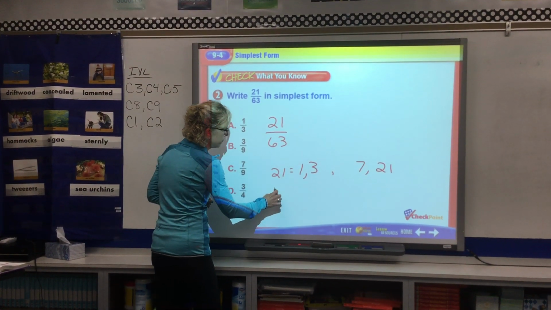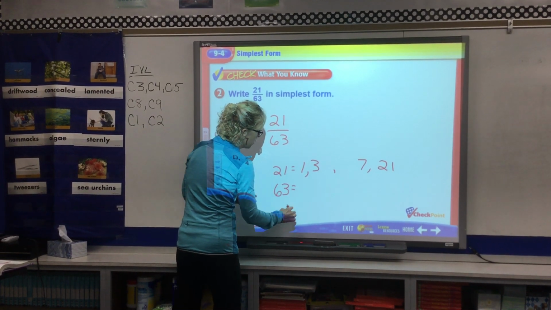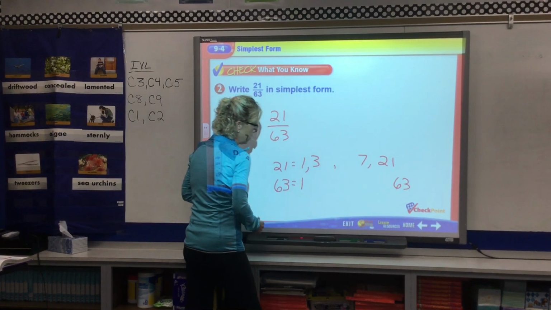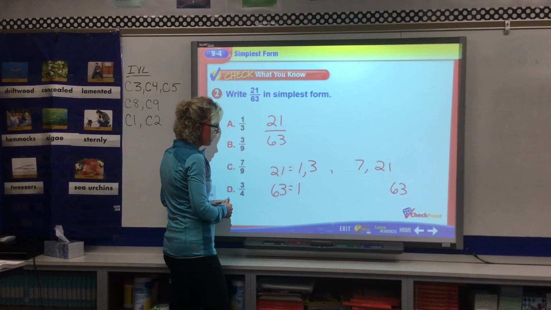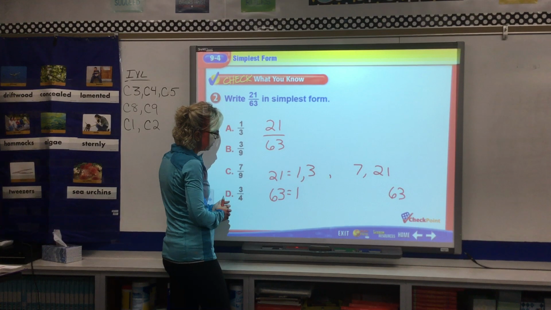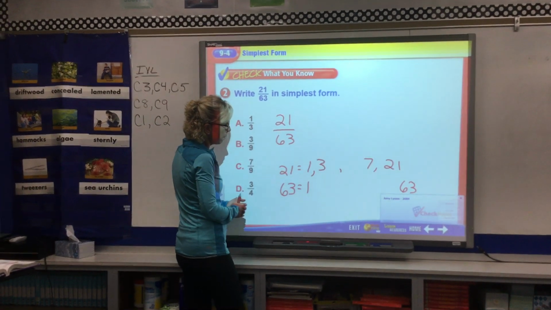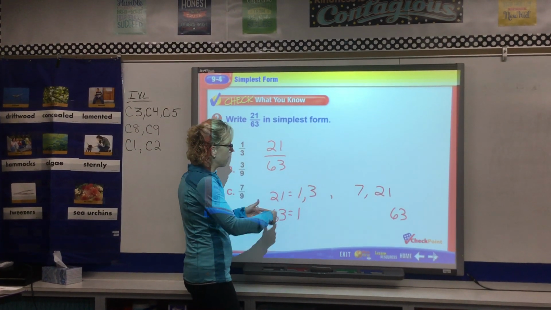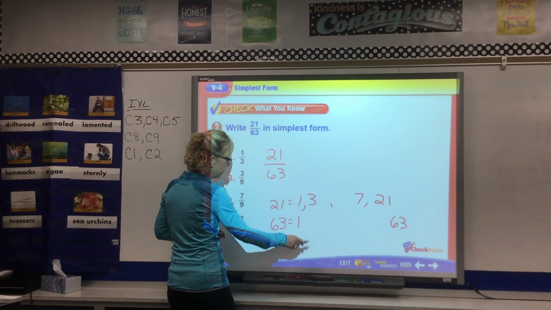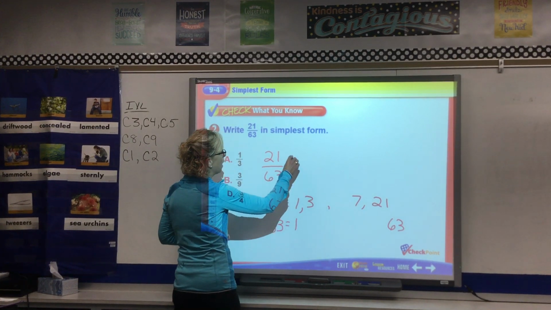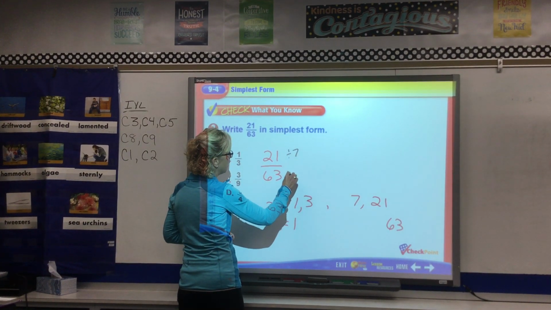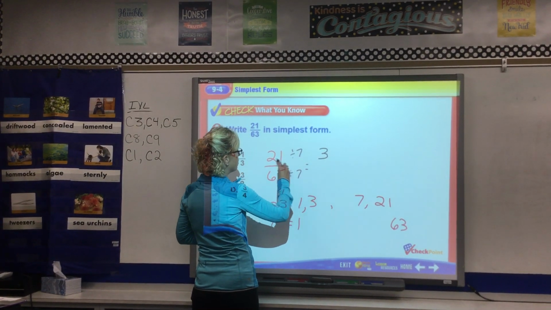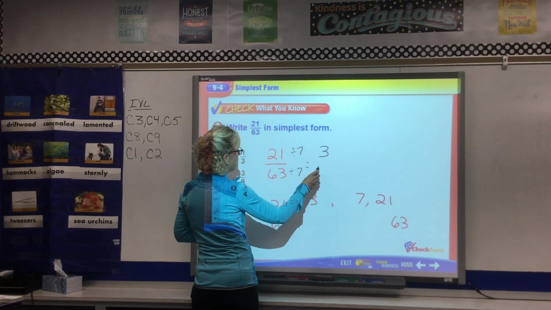All right. And then I'm going to list factors of 63. I know that 1 and 63, if I multiply those two numbers together, I would get 63. I know 2 does not go into 63 because it is an odd number. And I would find the greatest common factor. If I kept going, I would divide 21 by 7, and I would divide 63 by 7, and I would get 21 divided by 7 is 3.